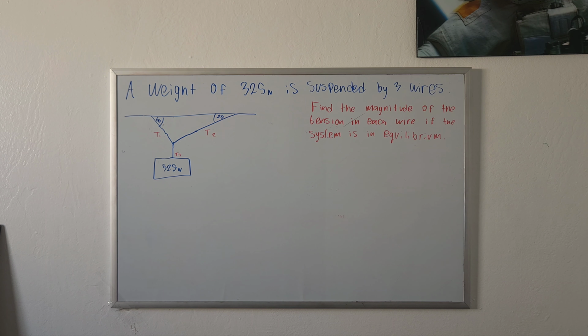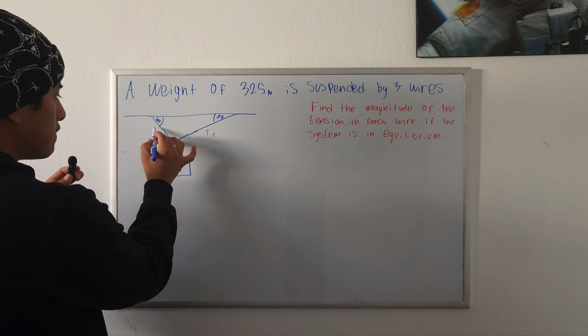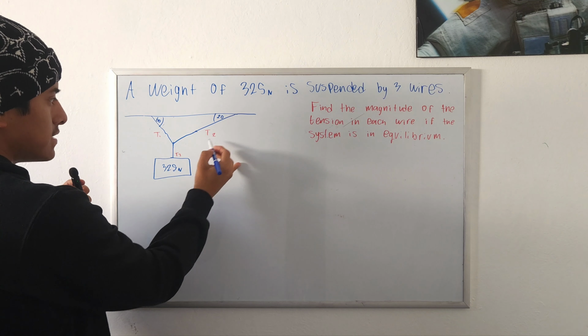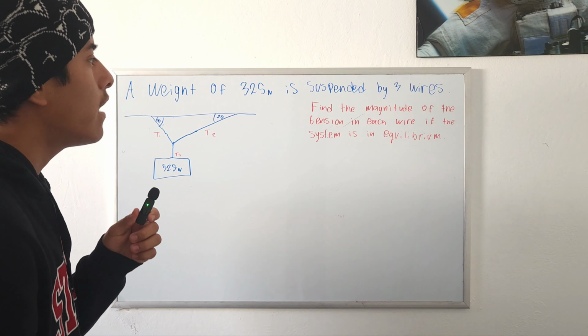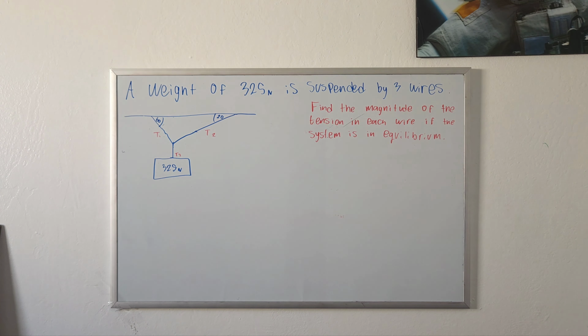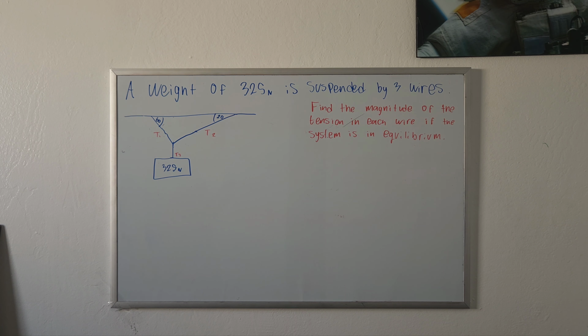Okay, so we have a weight of 325 newtons suspended by 3 wires. This is the first wire at an angle of 60 degrees. This is the second wire at an angle of 20 degrees. And this is the third wire just going straight down. And we are asked to find the magnitude of the tension in each wire if the system is in equilibrium.